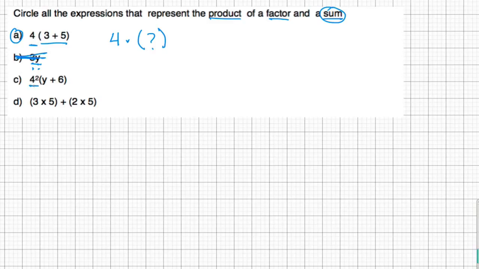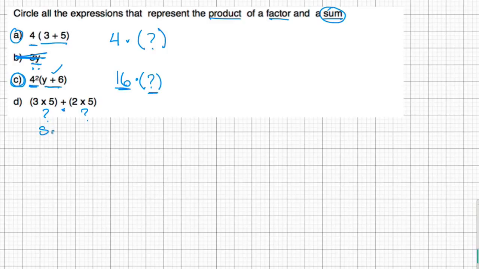Here we go. 4 squared is a factor. We could think of that as 16. And y plus 6, just over here, we could call this 16 times some quantity that I don't know. I don't know what y plus 6 is. But that's 4 squared, definitely a factor. Y plus 6, definitely a factor. So this is a product of 2 factors where one of them is a sum. All right, this right here is a sum. I'm adding two things, right? This thing I'm adding happens to be a product, and this thing I'm adding is a product.